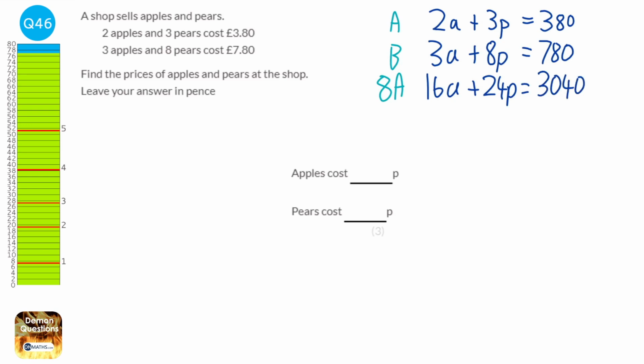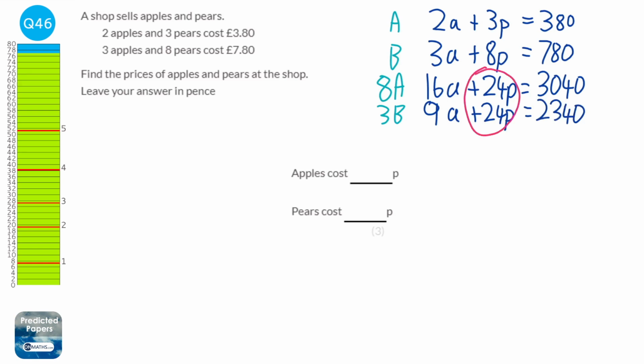And we're going to do the same with B, but this time we're going to times it by 3, so we're going to have 3b. And we're just going through everything here and we're timesing it by 3. So 9a plus 24p, which is good, that's what we wanted. And 780 times 3 is 2340. So now we've got both of these the same coefficient. What we can do is we can eliminate going downwards.